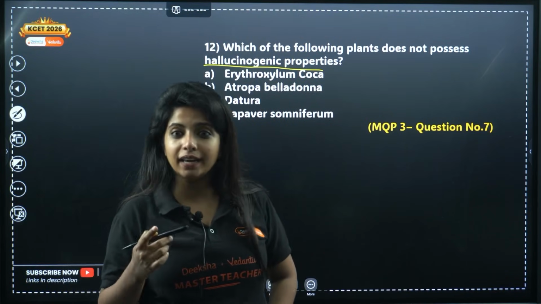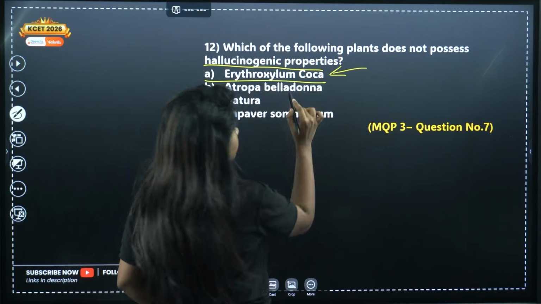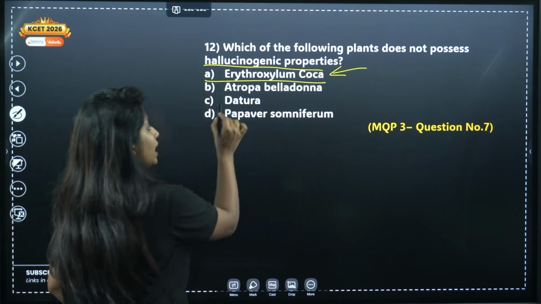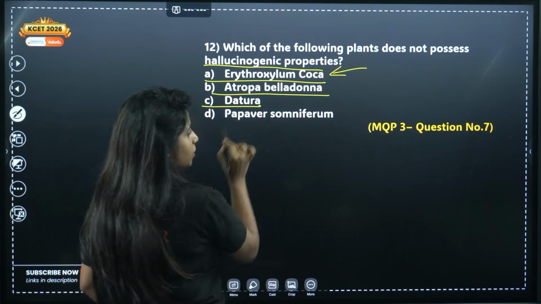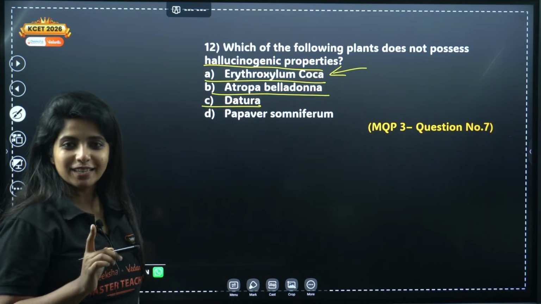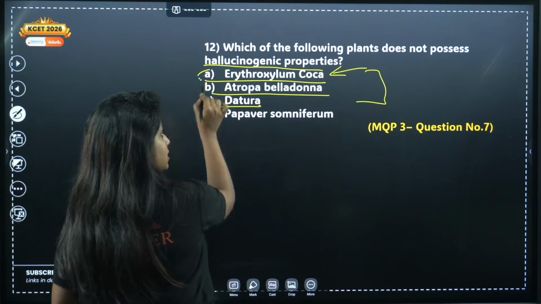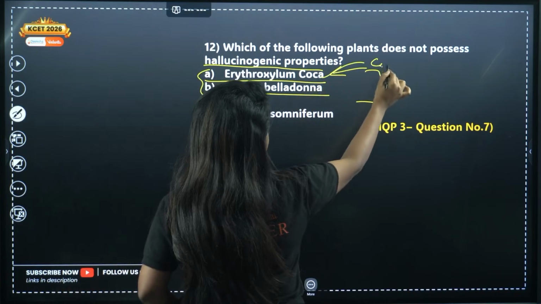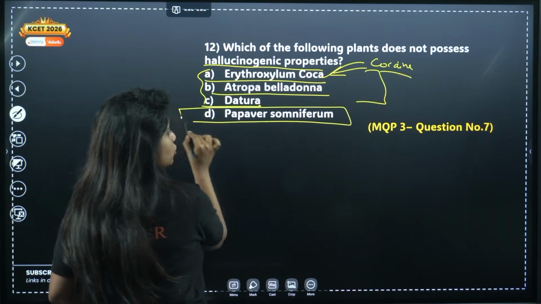It was cocaine, and cocaine you get from Erythroxylum coca. Remember, you get it from Erythroxylum coca. What about Atropa belladonna? It also causes hallucination. What about Datura? It also causes hallucination. Three of them are given in your NCERT that cause hallucination. These are the three. Erythroxylum coca produces cocaine. Please remember that. Now over here, you have Papaver somniferum.